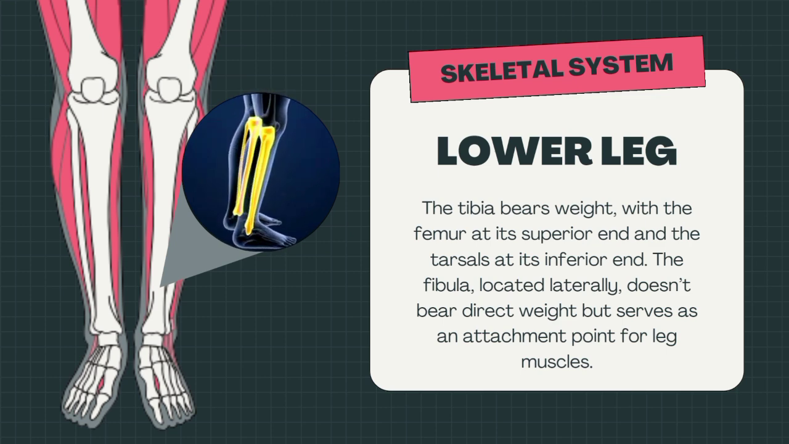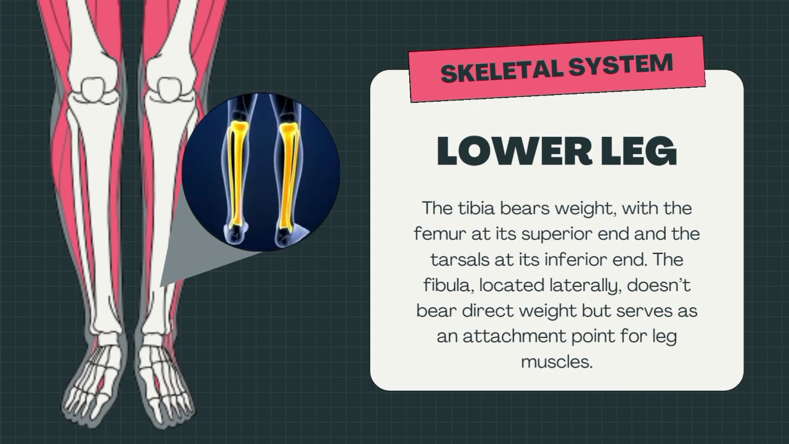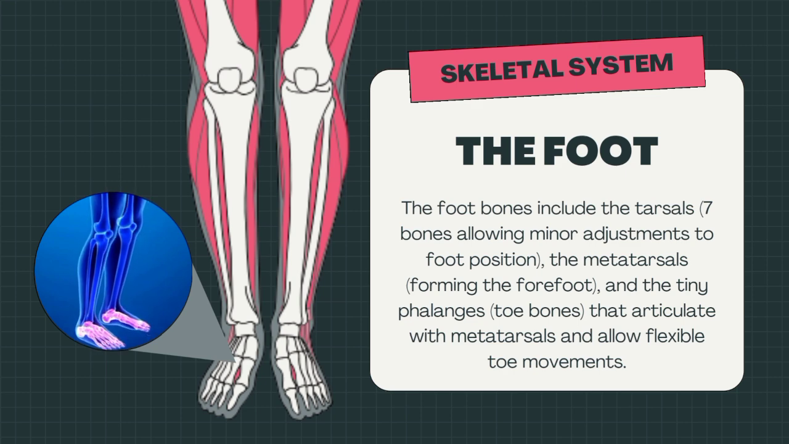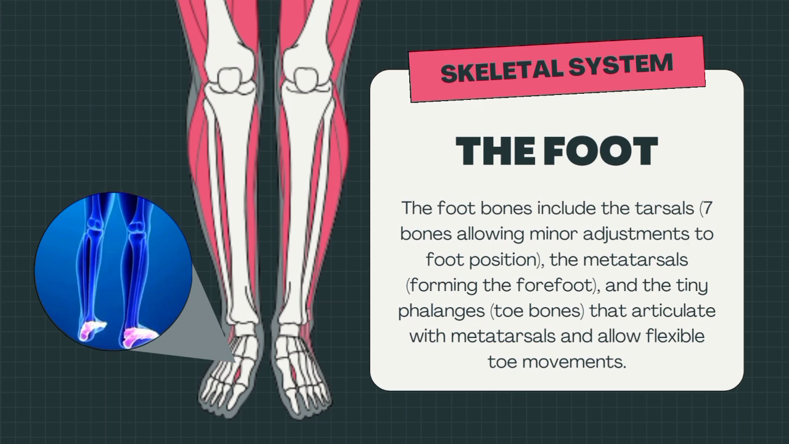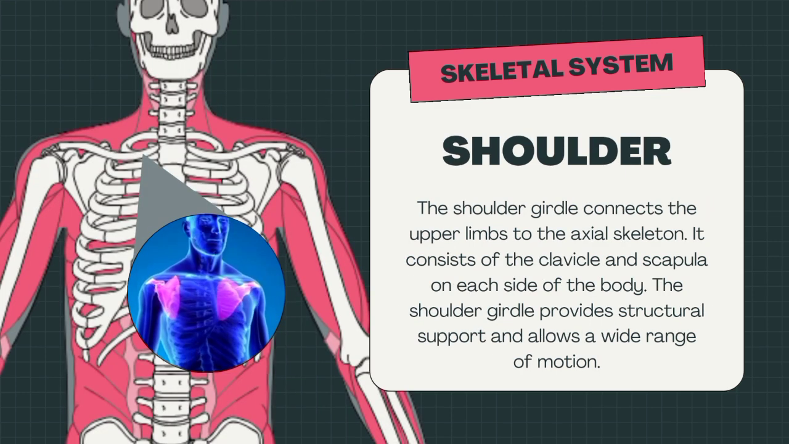Next is the bone of the ankle, which is known as tarsus and metatarsus. Lastly is the bone of the foot called the phalanges. The tarsus and the metatarsus articulate with the phalanges to allow for flexible movement of the foot. Let's look at the pectoral or the shoulder girdle.